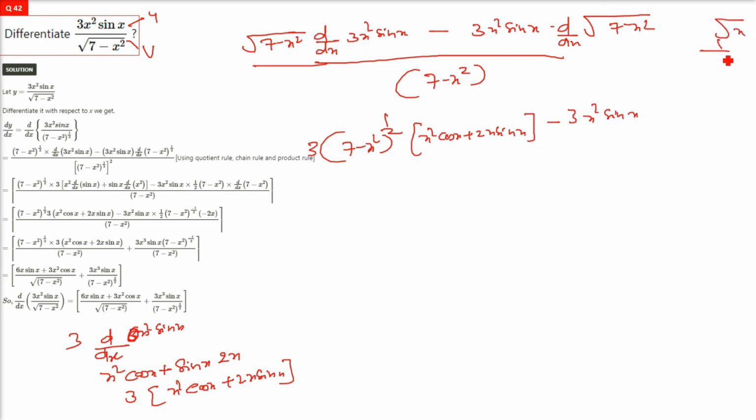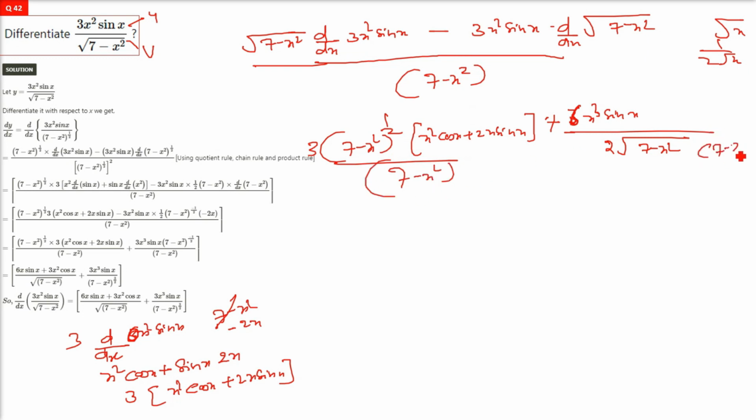Of root. So under root x is 1 by 2 under root x. So 1 by twice of under root 7 minus x square, that is 1 by 2 under root 7 minus x square it will be. So the root is 7 minus x square to the power half, but differentiation of it is 1 by 2 under root 7 minus x square. Then differentiation of 7 minus x square will be minus 2x. So minus minus become plus. And then we have the 7 minus x square in the denominator. So I'll just take this for these two numerators separately, 7 minus x square here.